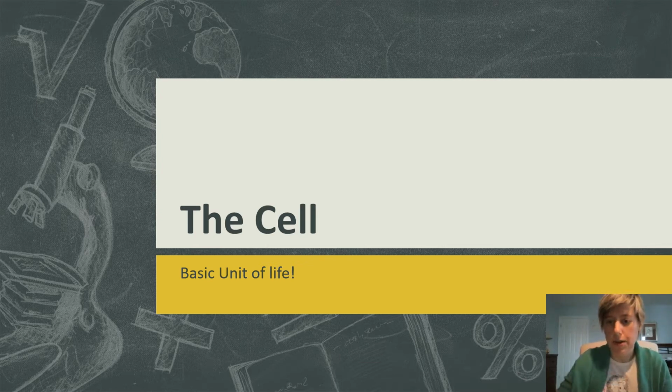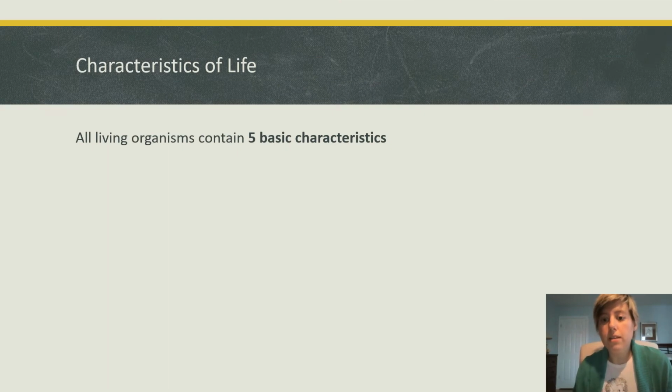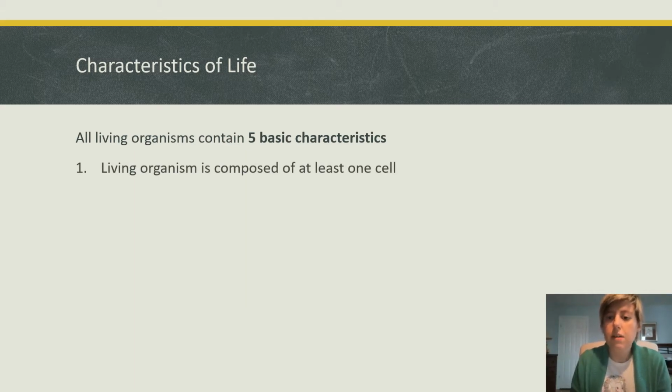So let's get started. Before we can talk about the two types of cells, animals and plant cells, we really need to talk about what are the fundamental characteristics that makes something a living organism. And there's basically 5. First and foremost, a living organism needs to be composed of at least one cell. Now, we know that there are living organisms that are made of multiple cells, and we know that there are living organisms that are made of one cell.